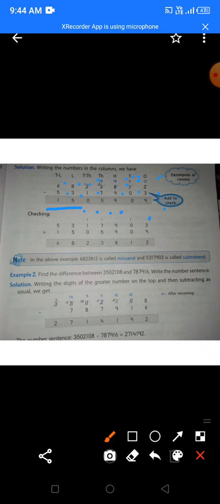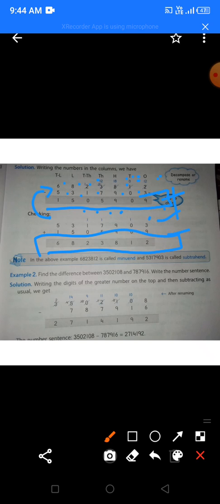How will you check? The answer you have got, you will add that to the number you have subtracted. So the number you have written on top and the answer you got, if you add them, then you will get your question. Okay, you get the minuend. Okay, when you add your answer to your subtrahend and you get your minuend, that means your answer is correct. Okay, now see, look here.